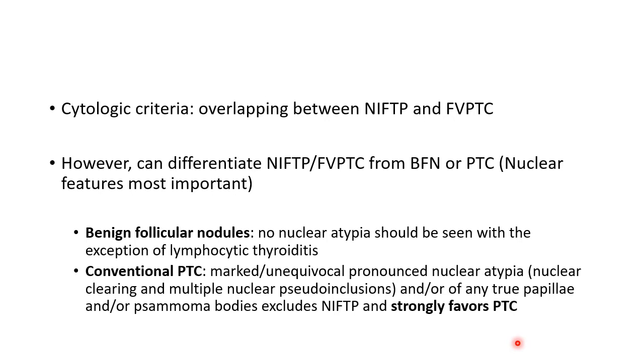So if you have no nuclear atypia, except in cases of lymphocytic thyroiditis, a diagnosis of benign category should be given. And if you have marked nuclear atypia in the form of multiple nuclear pseudo-inclusions, nuclear clearing, papillae or psammoma bodies, then a possibility of PTC should be favored. And if you have intermediate nuclear features with no prominent pseudo-inclusions, no true papillae, no psammoma bodies, then give a possibility of NIFTP or FVPTC.